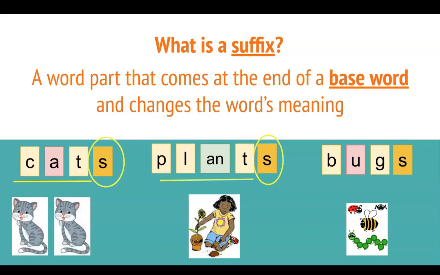Here's another example of suffix s in the word bugs. This example shows that sometimes a suffix s can make the z sound at the end of a word, like the letter z.